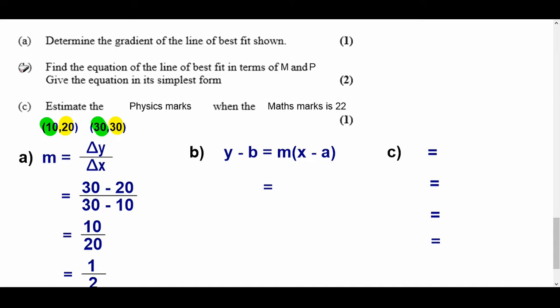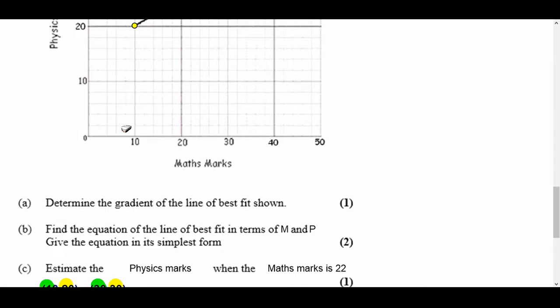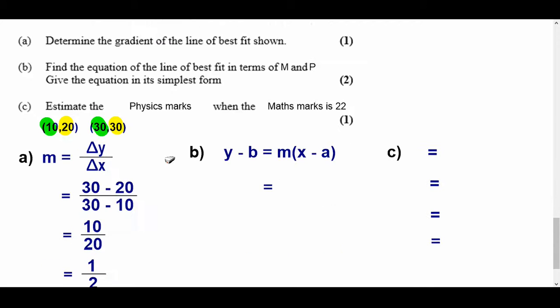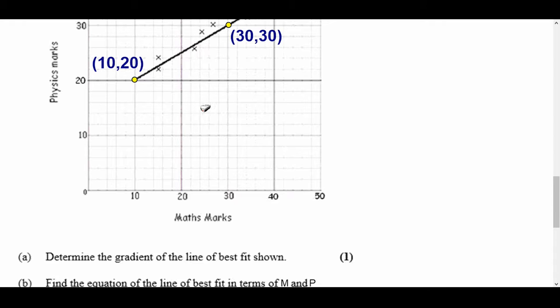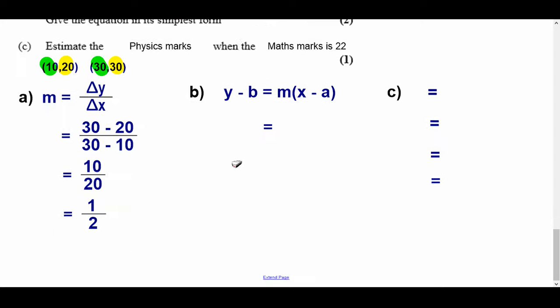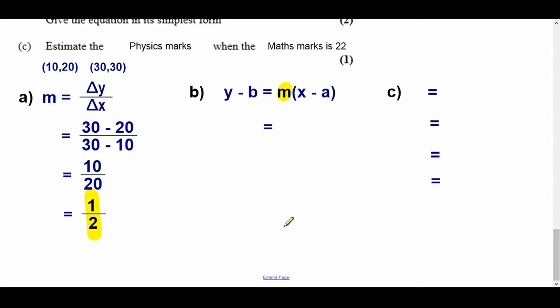Okay, part B. Find the equation of the line in terms of m and p. I guess because m is maths and p is physics. Now I'm going to do it with x's and y's first. And because you've got no intercept here, and you've only got 2 coordinates, the technique to do this is to use y take b equals m(x take a). Now, to get my gradient, I just use this bit here, so that will feed into here.